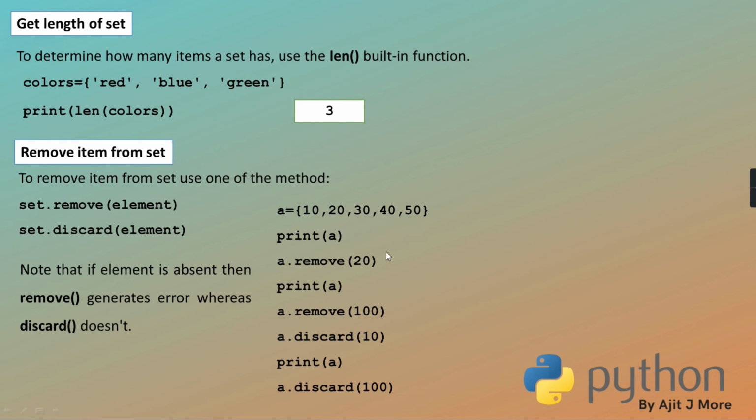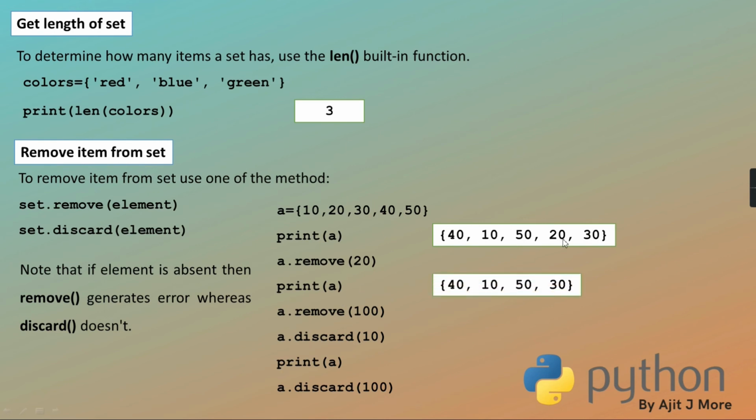So note, if the element is absent, remove generates a KeyError, whereas discard doesn't generate any error. Okay? Quick example I'm taking. This is your set. When you print it, again unpredicted order, you know it. a.remove(20) will get removed. When you print and see, 20 is absent. Now when you try to remove 100, as it is not present, it will generate a KeyError.